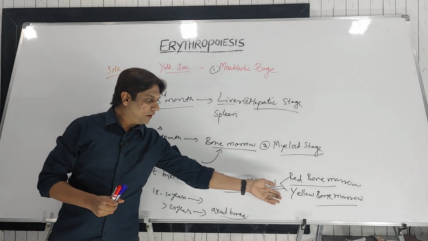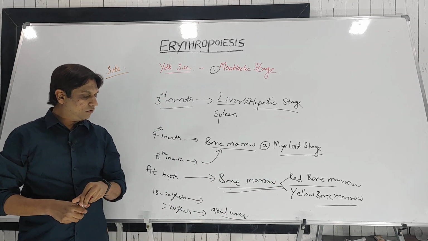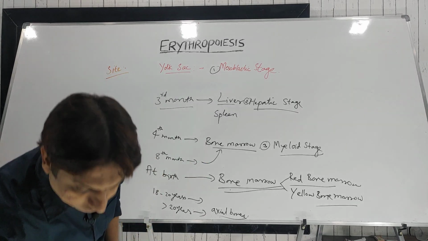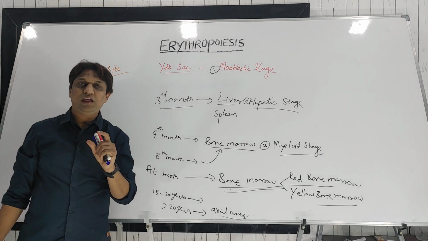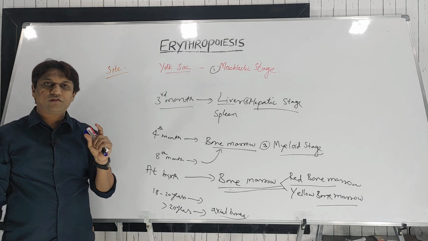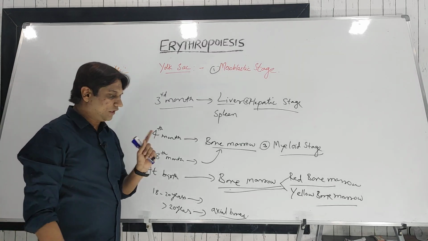Even the yellow bone marrow can become red bone marrow to produce blood cells, and in other tissues it is known as extramedullary hematopoiesis. So this is the site where exactly the production of blood cells, in particular erythropoiesis or the production of RBCs, takes place.